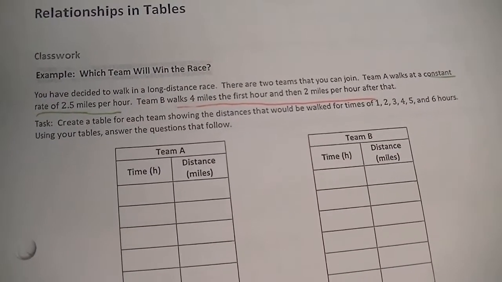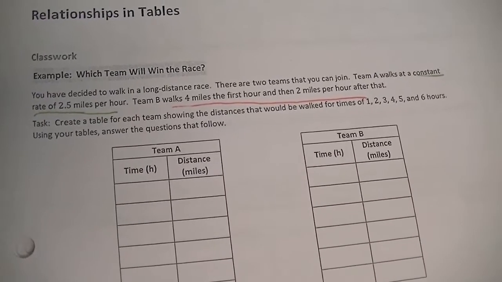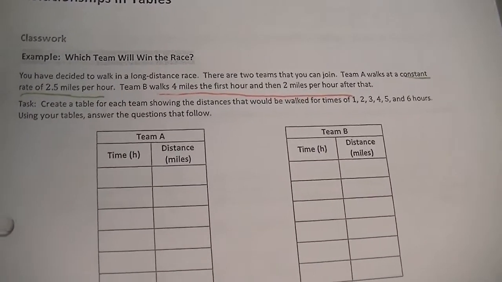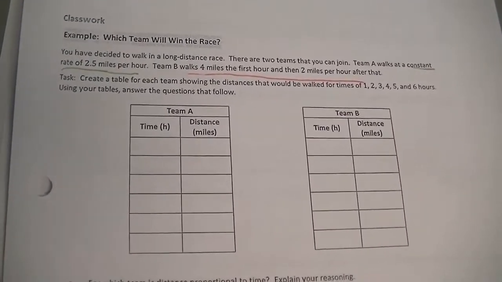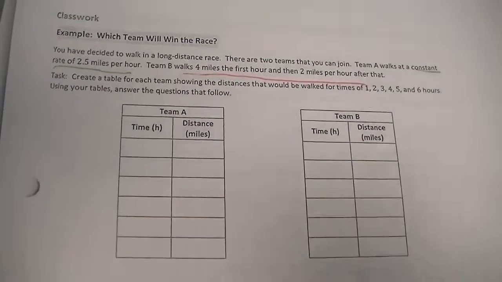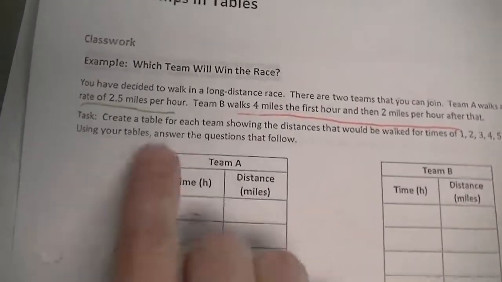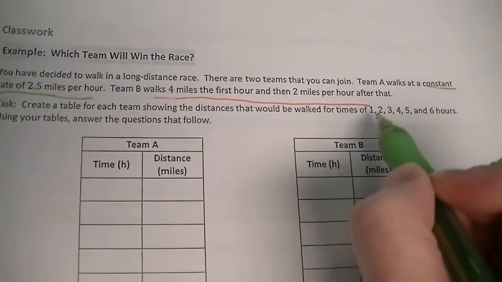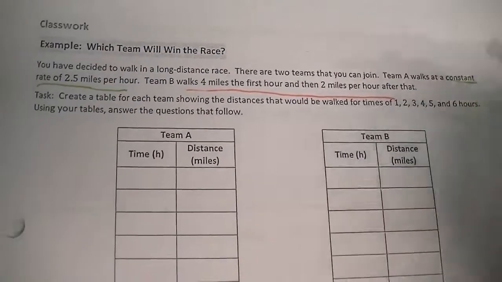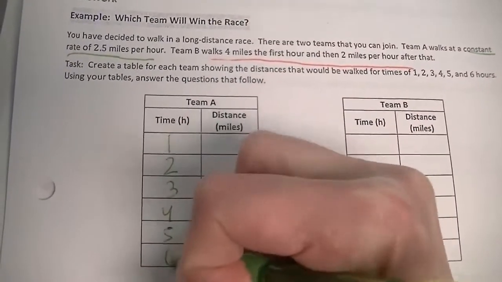Your task is to create a table for each team showing the distances that would be walked for times of 1, 2, 3, 4, 5, and 6 hours. Using your table, answer the questions that follow. Okay, so that Team A, I'm going to write them in green. They go 2.5 miles per hour. They want us to use the times of 1 hour, 2 hours, and so on. So 1 to 6 hours. So time would be 1 hour, 2 hours, 3 hours, 4 hours, 5 hours, and 6 hours.